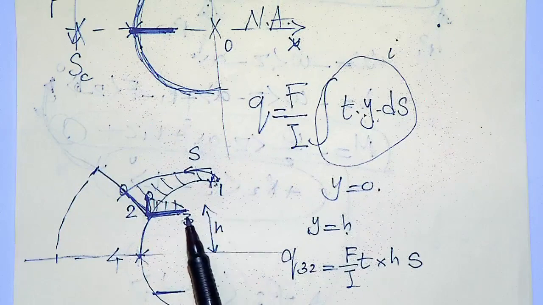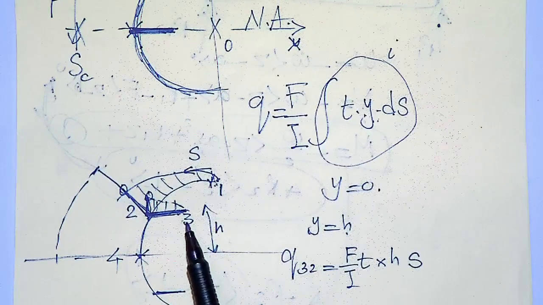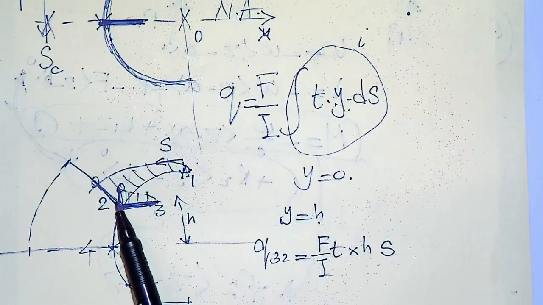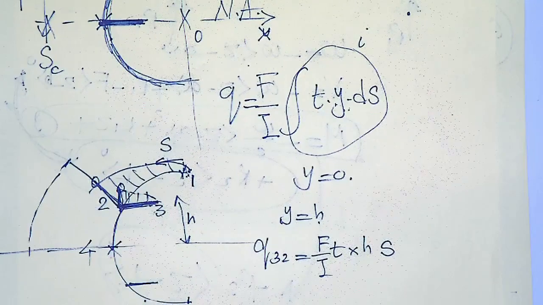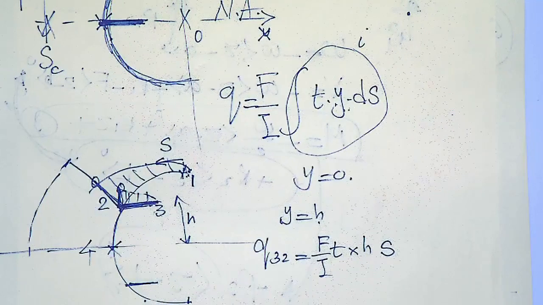So this is a zero. You have zero shear flow here because it's an open end. Do you agree? So it increases linearly until it reaches this point. Does it answer the question? Yes, it does. Any other question?